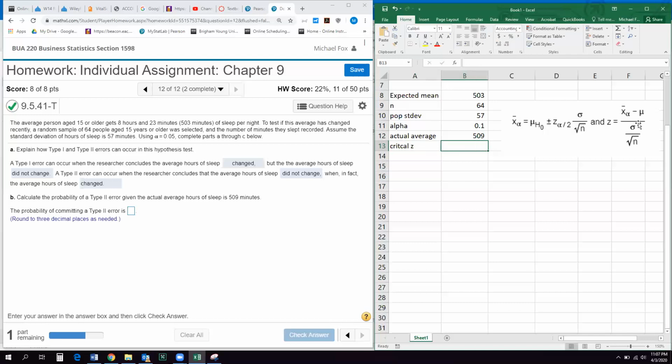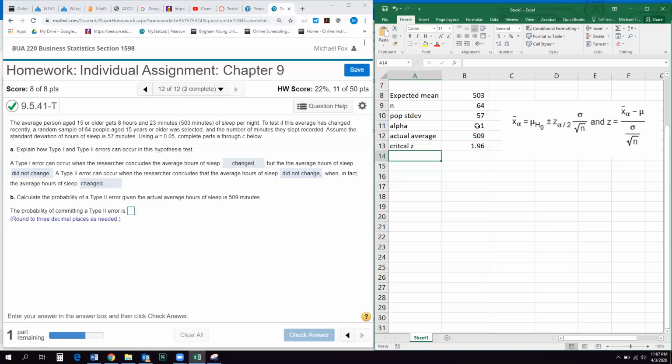To do that, remember we always want to use the positive value of critical z for this. So I'm going to say this is the absolute value of NORM.S.INV, where the probability is our alpha divided by 2. This is also called the z of alpha divided by 2. So our critical z is 1.96, plus or minus that.